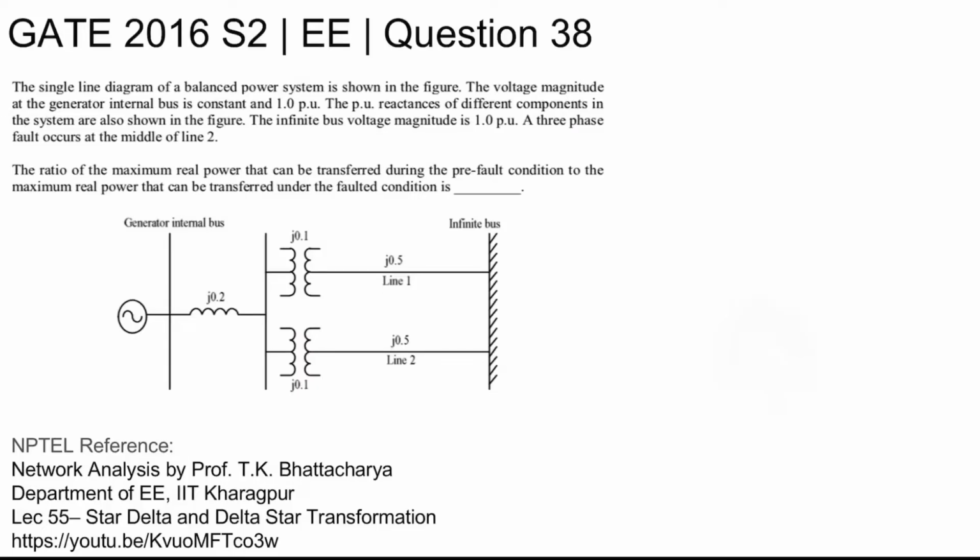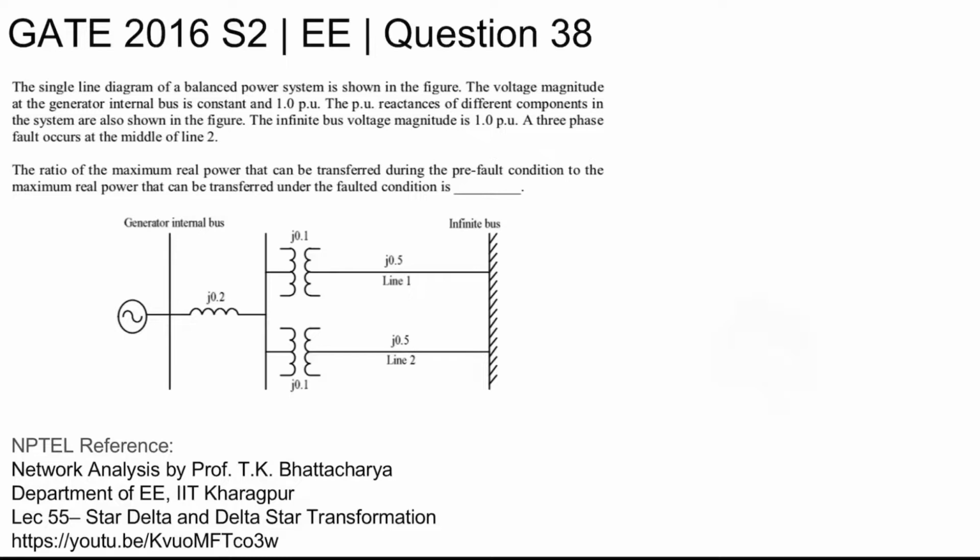This is GATE 2016 set 2 electrical question number 38. The single line diagram of a balanced power system is shown in the figure. The voltage magnitude at the generator internal bus is constant and 1 per unit. The per unit reactances of different components in the system are shown in the figure.